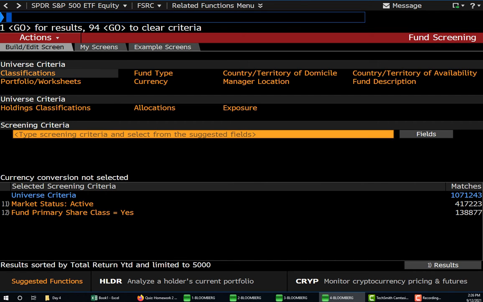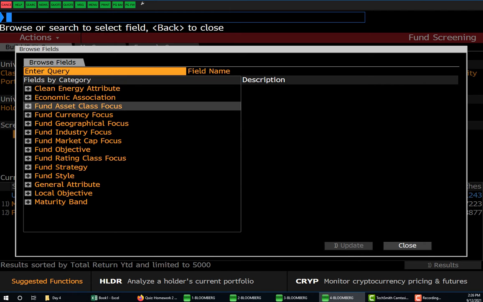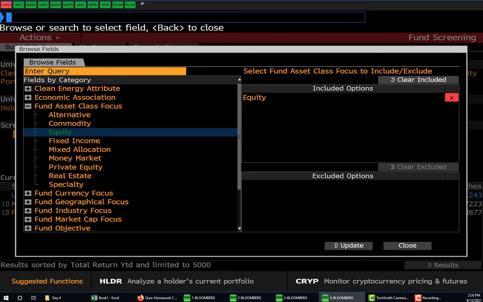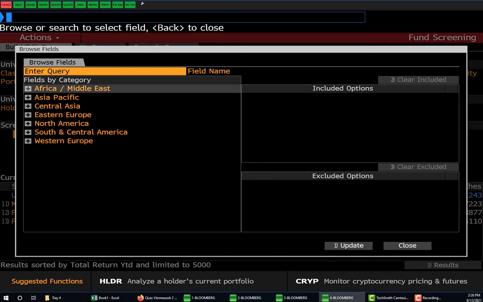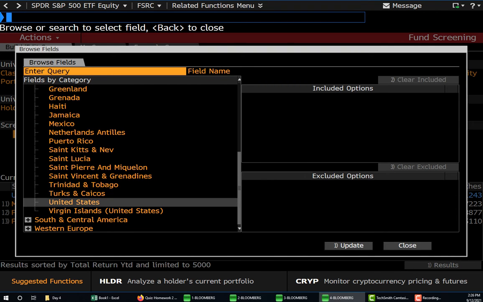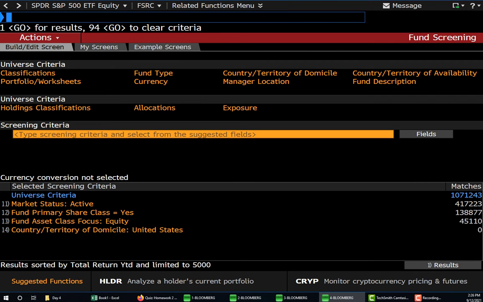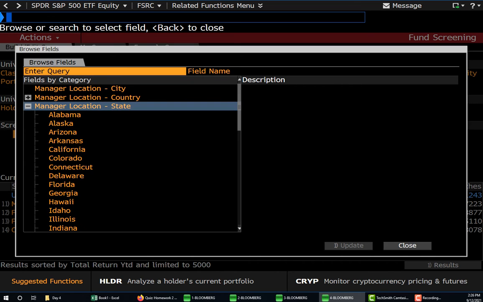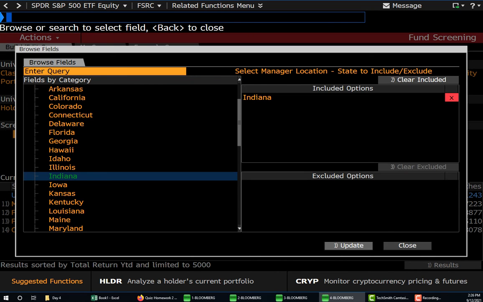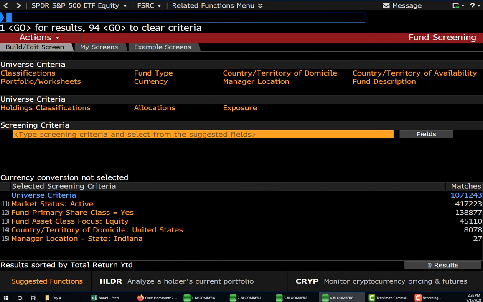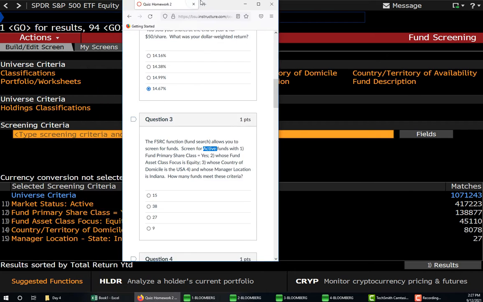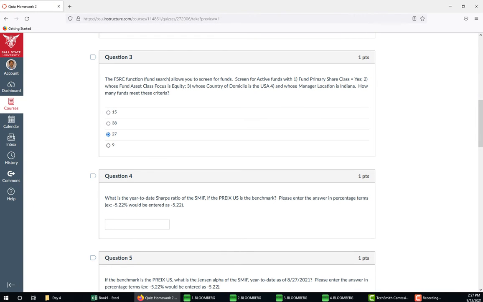Next, we want to select those funds whose primary asset class is equity. So I'll click that and click Update. Next, we want funds whose country of domicile is the US. And then we also want funds whose manager is located in Indiana. Not that many of those, so we don't have that many funds to choose from. So grand total, we have 27 different funds that meet our requirement.